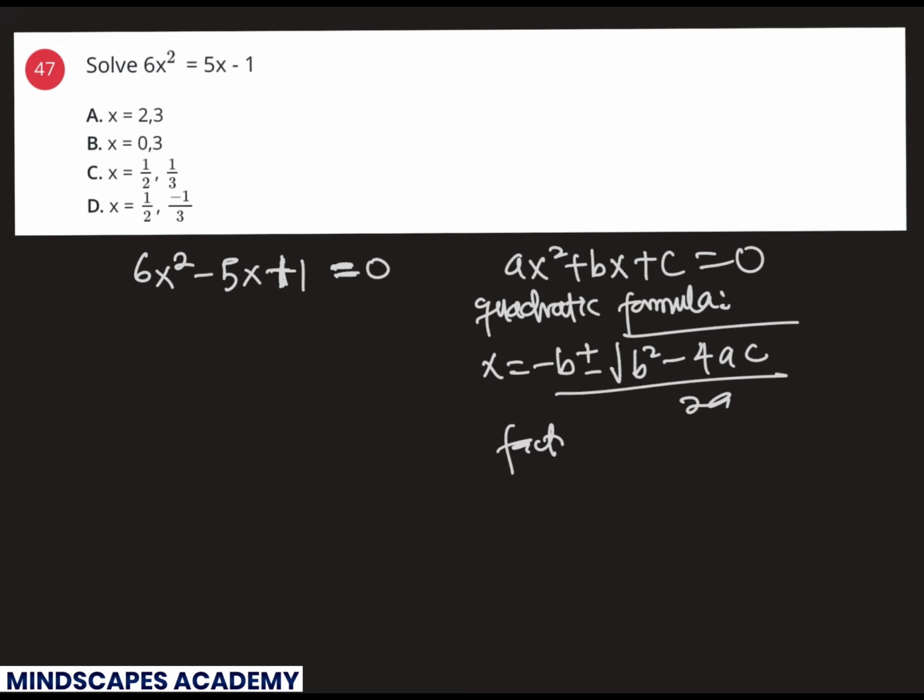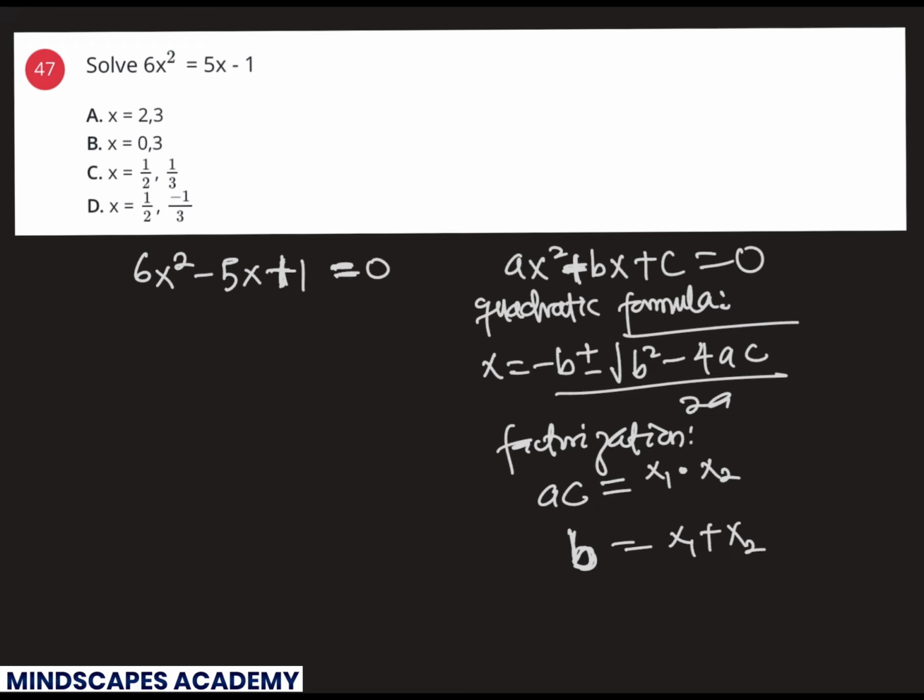Now we have factorization. So for factorization, you multiply ac, then you write out your b. Now remember, this is positive. So whenever you have negative, you have to include the negative. So you find two numbers, x1 and x2, and when you multiply, it will be equal to ac, and when you sum those numbers, it will be equal to b.